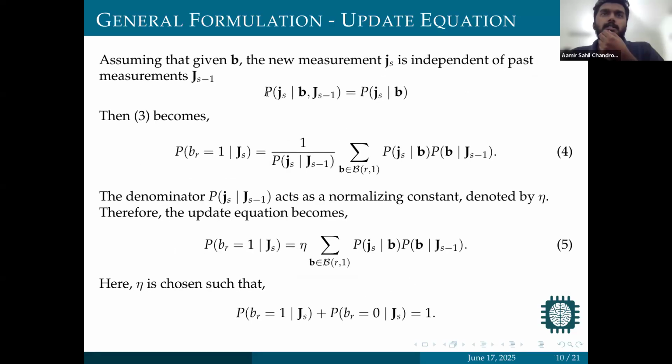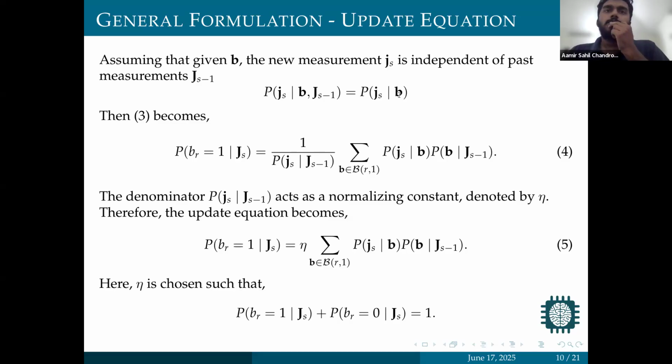So this one means that this conditional probability is independent of all of the previous measurements. Well, that makes sense, right? But does that mean that the environment is static? No, it doesn't mean that. It means that only the location of the object determines the signal. There's no memory.